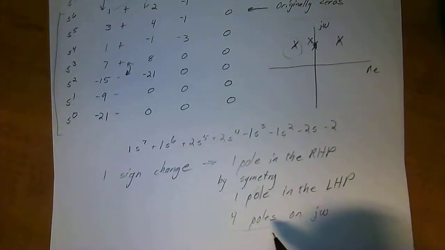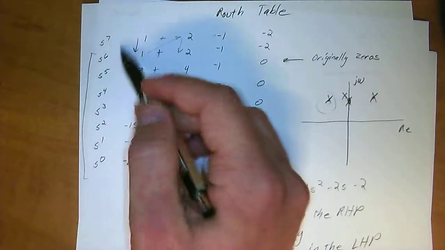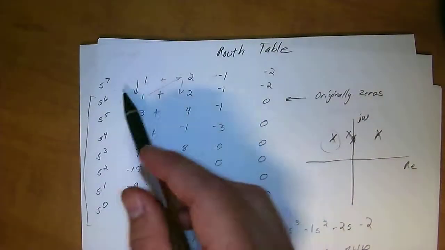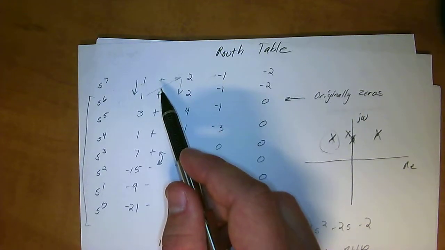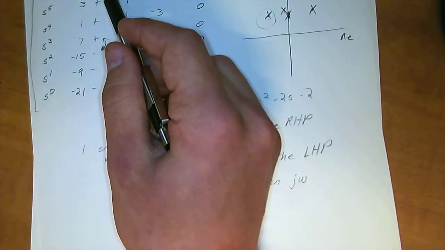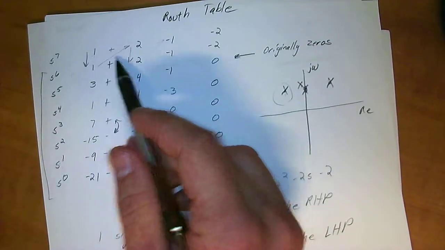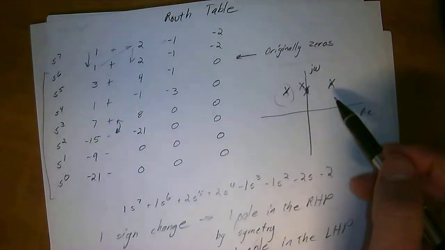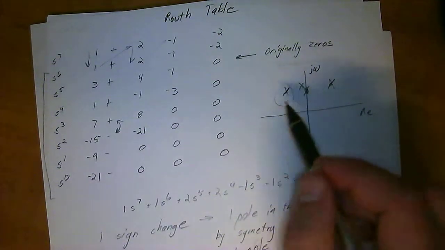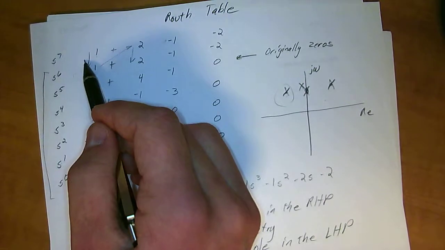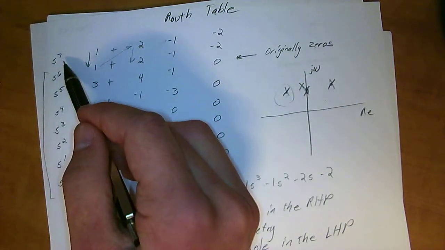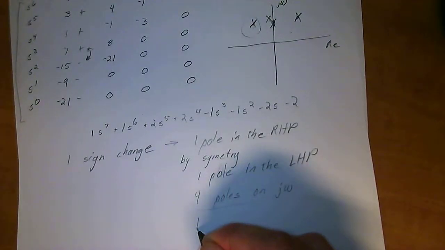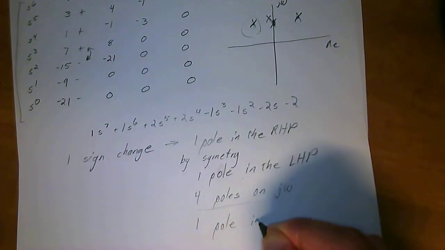But we're missing a pole still, because we're supposed to have 7 poles since we go up to the power of 7. We've used up 6 here. There's no information up here, no sign change or anything. Only a sign change creates a pole in the right half plane, so I misstated that a second ago. Since there are no sign changes, this pole is in the left half plane. So one more pole in the left half plane.